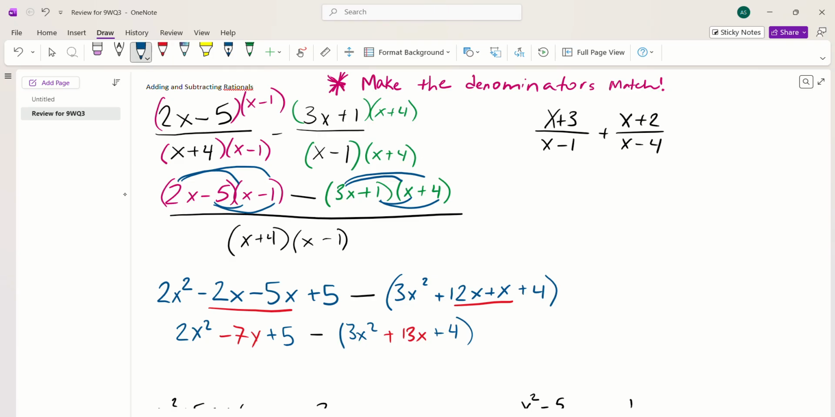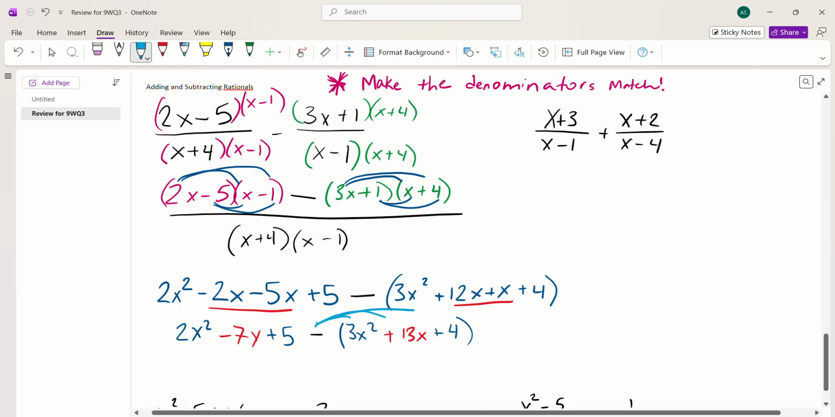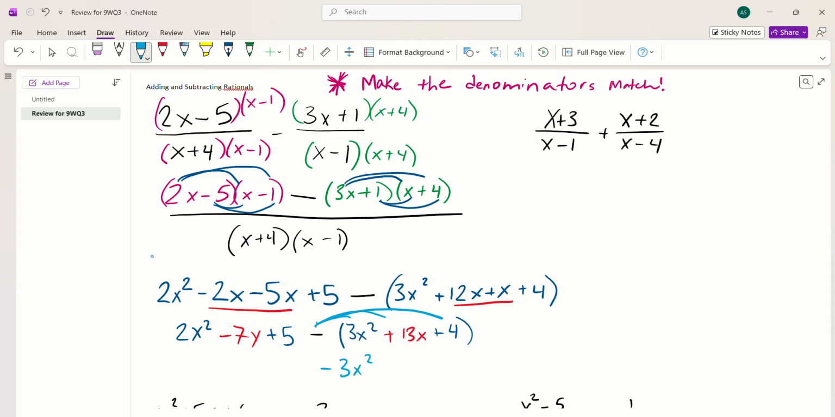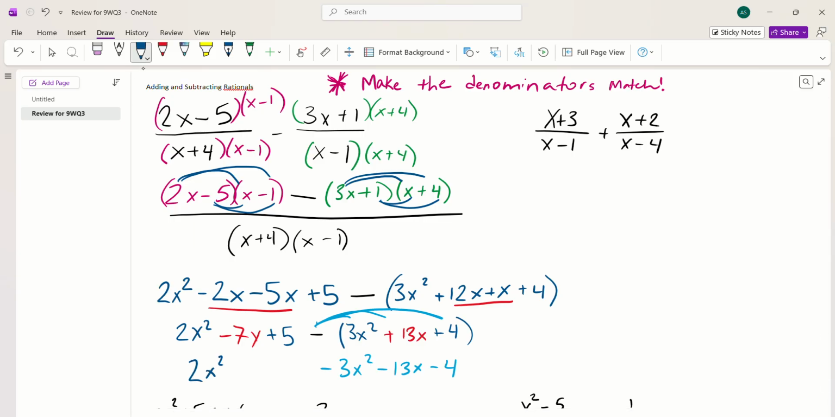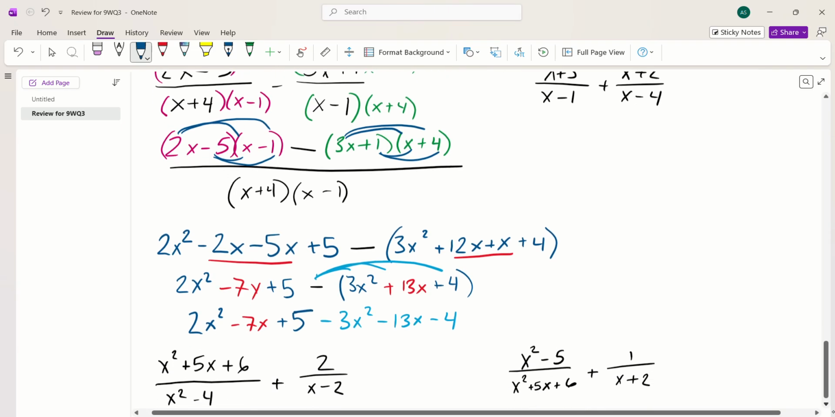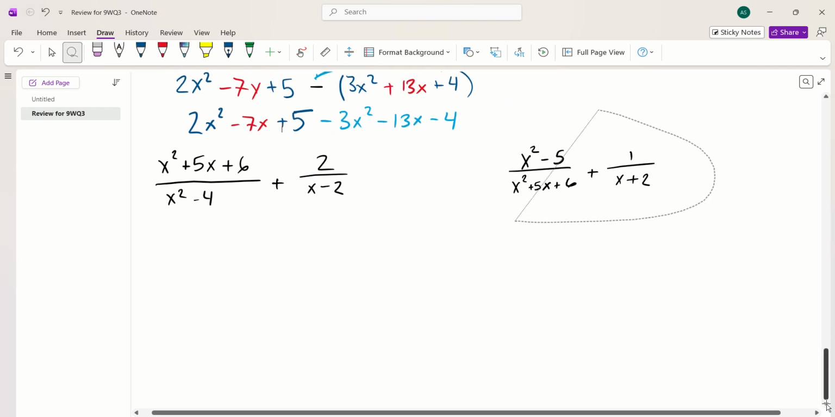Now I'm going to distribute that negative sign. And I'm going to get negative 3x squared minus 13x minus 4. Basically, you're going to change all your signs. And now that I've distributed, I don't need my parentheses anymore, because if you'll remember, the point of parentheses is to tell you to multiply or distribute. Once you're done, you don't need them anymore. Still need to move these down.